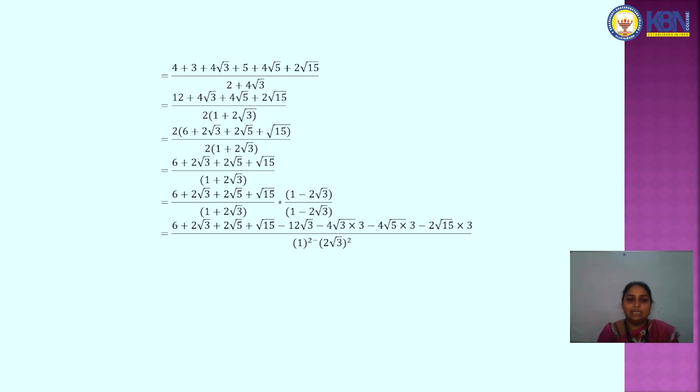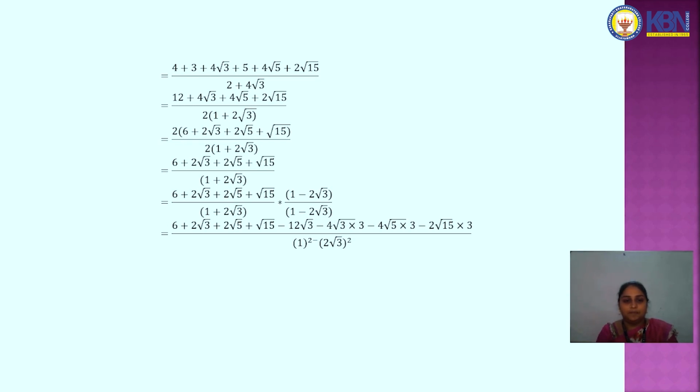Then the result is 6 plus 2 root 3 plus 2 root 5 plus root 15 minus 12 root 3, that means 2 into 6, that is 12 into minus 1, that is minus 12 root 3, and minus 2 into 2, that is 4, root 3 into root 3, that means here we are using root a into root b, that is root ab, then we get square root of 3 into 3. Similarly next one, minus 2 into 2, 4, and the square root of 5 into 3.